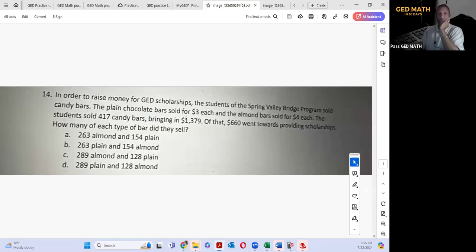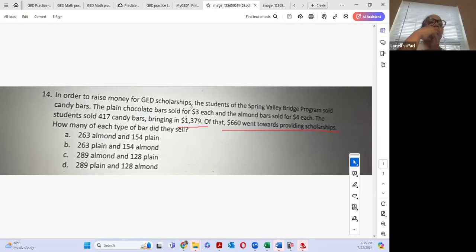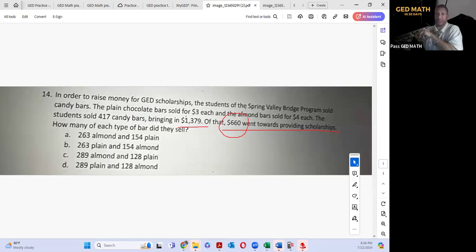Now, what you also have to discern is that this is extraneous. $660 went towards providing scholarship. So what? I need the numbers that I know are going to make me 1379. This is the confusion right here. What did I do with the 660? You don't need to do anything with the 660. The bars are what brought you the money, and that's what you use in your system of equations.